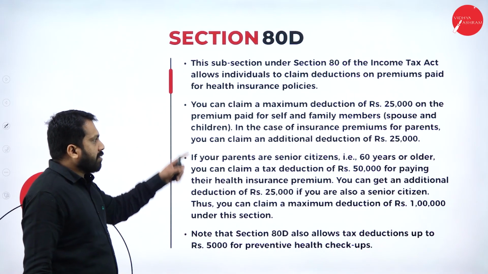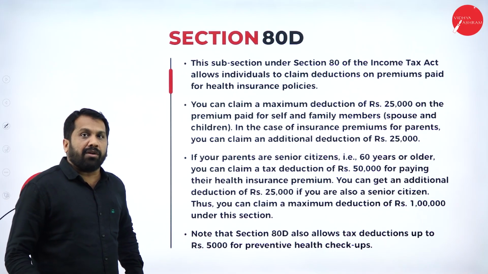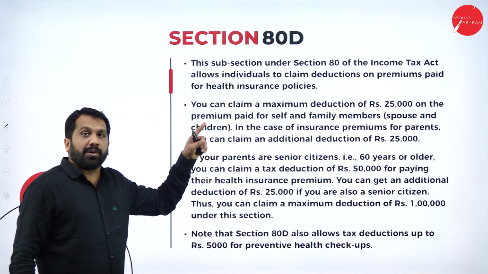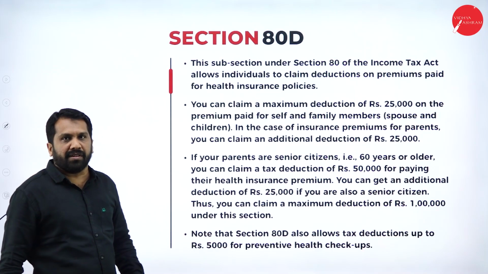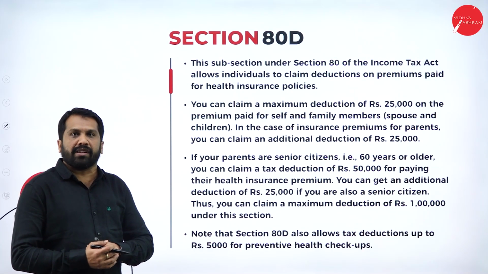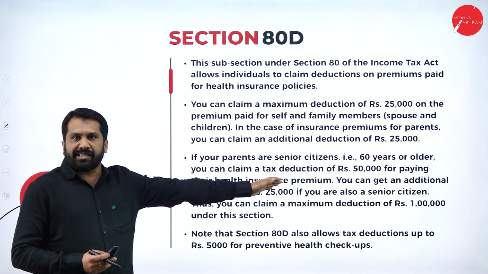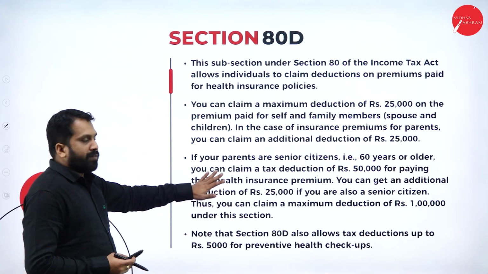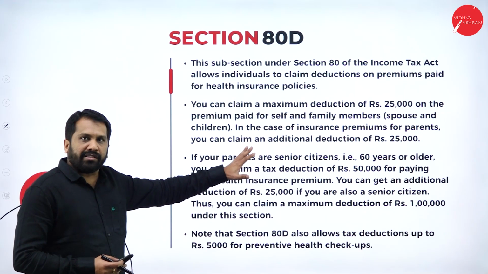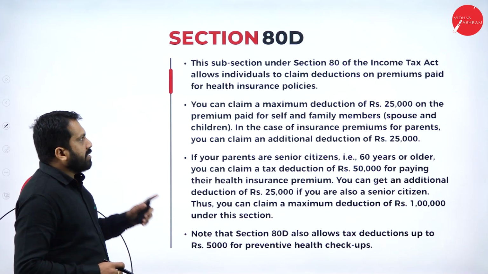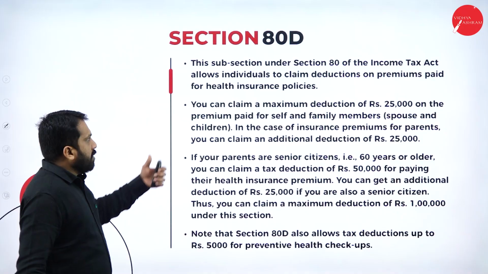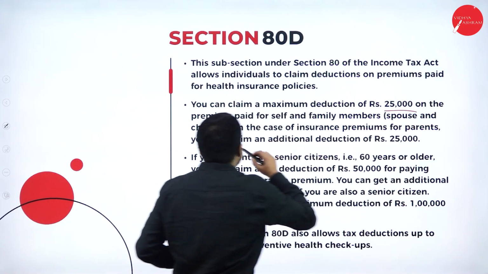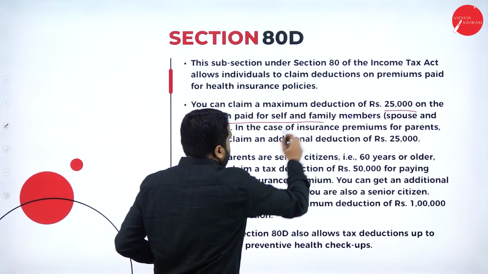D means it is all about medical. So how to remember this? Very simple. D means what? Doctor, means medical purpose. If you are taking life insurance, that comes under 80C. If you take your medical insurance, it will come under your 80D. The concept is very simple. You can claim maximum deduction of 25,000 on the premium paid for the family members.